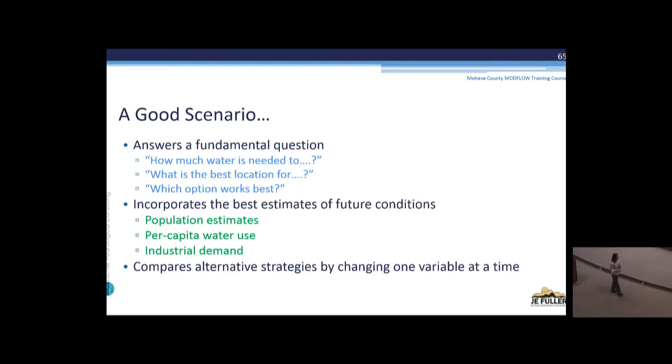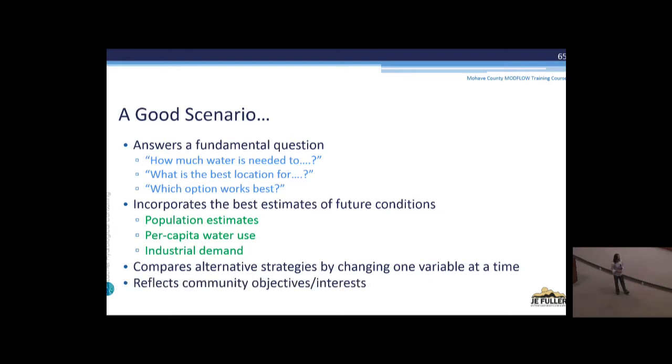It compares alternative strategies by changing one variable at a time. It's not helpful if you're looking for the influence of one project to dial too many knobs at once. Just dial the one and then move it and dial it again and dial it again. Then go to the next problem and dial a different knob. Just be careful about combining too many changes at once or you'll lose resolution.